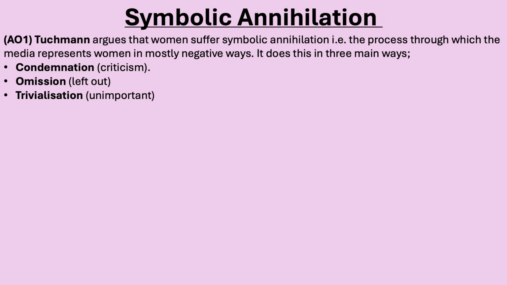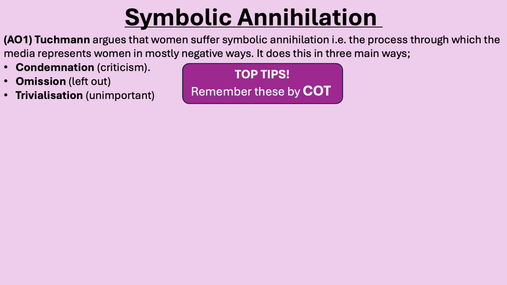And then Tuchman further goes on to argue that women suffer symbolic annihilation, which is a process through which the media represents women in mostly negative ways. And it does this in 3 main different ways. So condemnation, which is how women are critiqued; omission, women are left out of the media; and trivialisation, women who are in the media are deemed as unimportant. So we can remember this by the little acronym of COT, C-O-T, condemnation, omission, trivialisation.